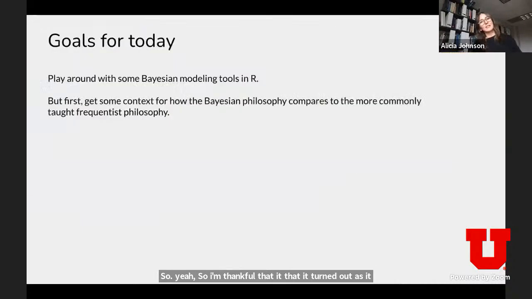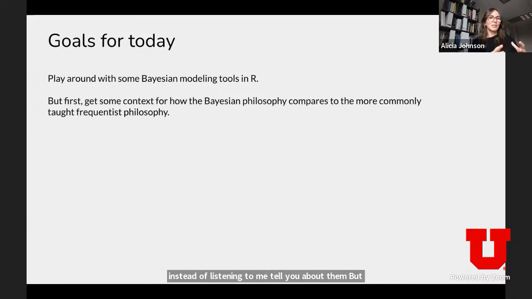So what I want to do today is a couple of things. I'm not going to talk for that long. What I hope to do is I designed an activity to get people started with Bayesian modeling, to get your hands dirty and play around with those Bayesian tools instead of listening to me tell you about them.